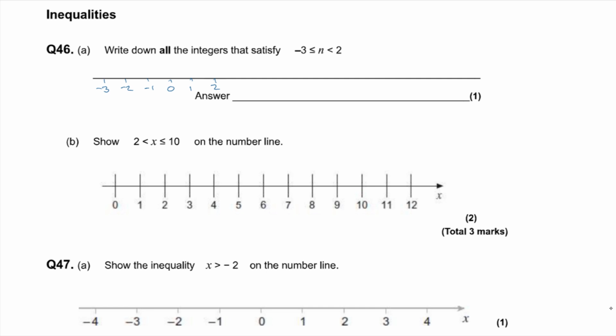Now our value of n, it can be equal to -3 because it says n can be greater than or equal to -3, but it can't be equal to 2, but it can be equal to any of those other numbers in between. So it can be any of those, but it can't be 2 because n has to be strictly less than 2. So the integer values is the whole number values between those two limits.